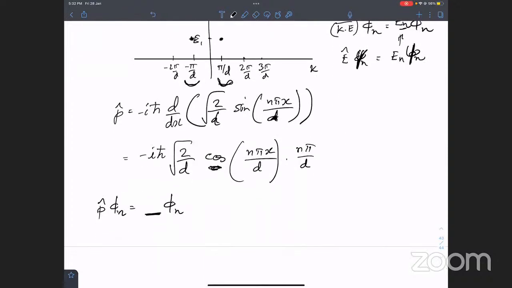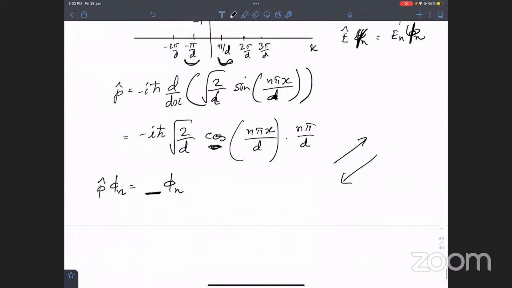And the eigenstates of the momentum operator are either forward traveling waves or backward traveling waves. But the solution we have here is a sum of forward and backward. In other words, we have a standing wave.